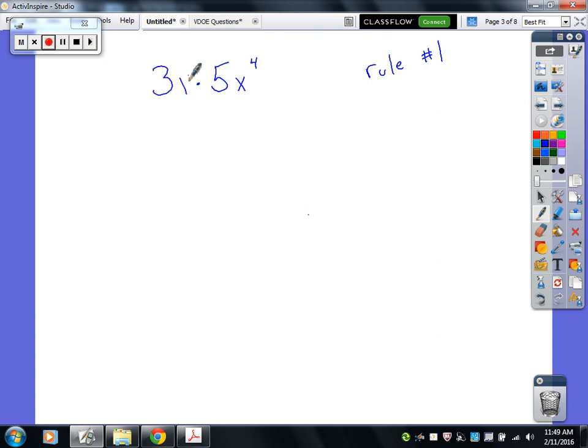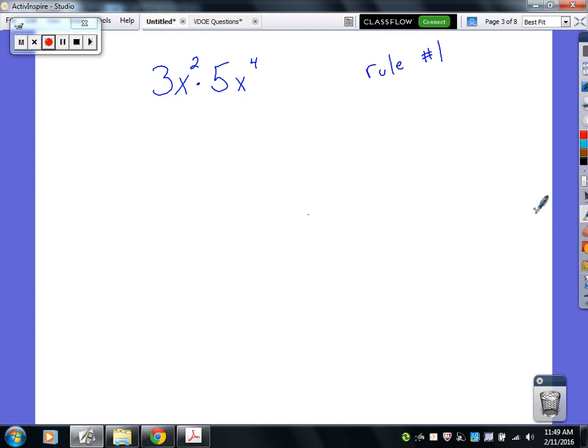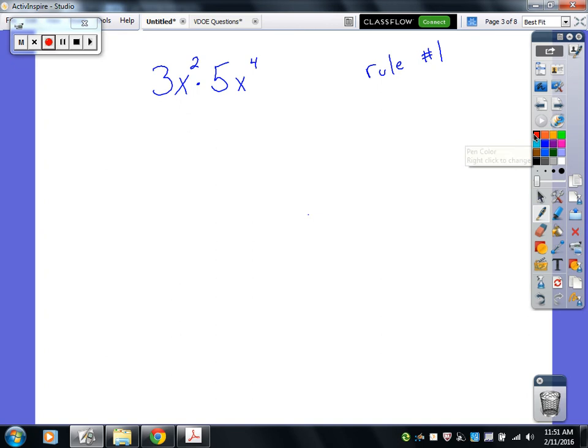So this is a review of rule number 1. It says 3x squared times 5x to the 4th power. All right, so rule 1, here we go. When we have two things that are being multiplied by each other, and you have the same base, the rule is that what do you do to the exponents? You add them. So 3x squared times 5x to the 4th.